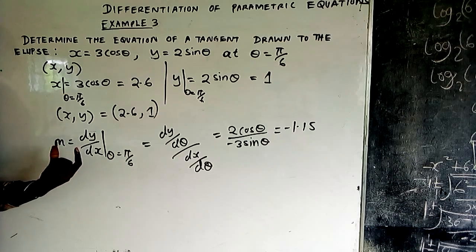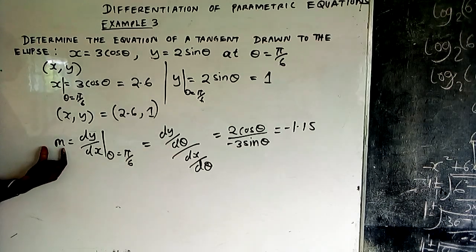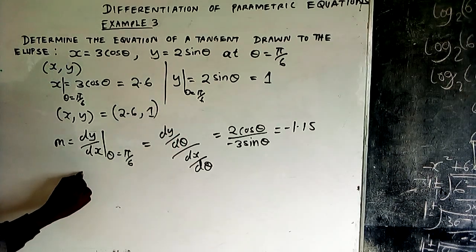So it means the derivative of the curve at the point pi over 6 is the gradient of the tangent, because that is the point where the tangent touches the curve. They are sharing that same point. Meaning the derivative of the curve at that point is the gradient of the tangent. Are we together? So you found the gradient of the tangent to be what?